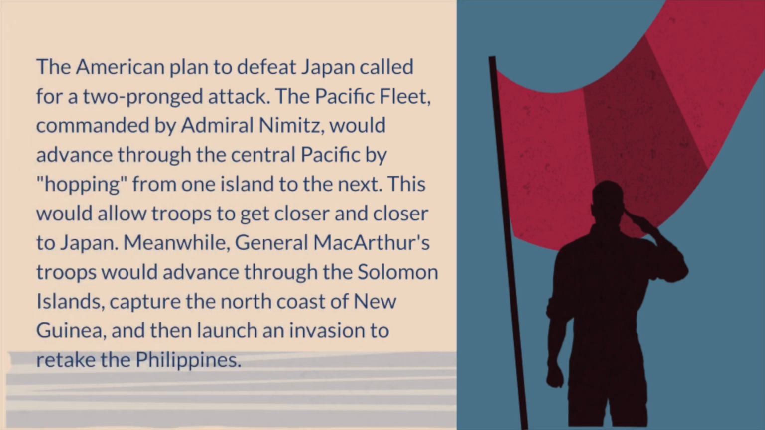The American plan to defeat Japan called for a two-pronged attack. The Pacific Fleet, commanded by Admiral Nimitz, would advance through the Central Pacific by hopping from one island to the next. This would allow troops to get closer and closer to Japan. Meanwhile, General MacArthur's troops would advance through the Solomon Islands, capture the north coast of New Guinea, and then launch an invasion to retake the Philippines.